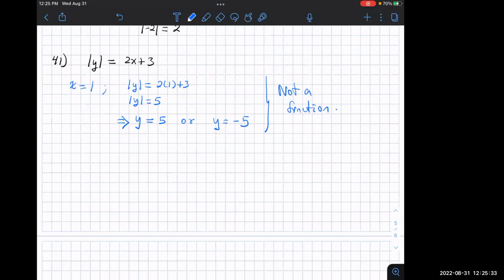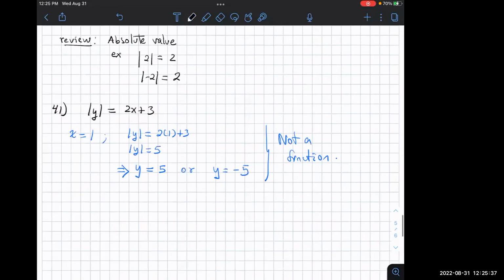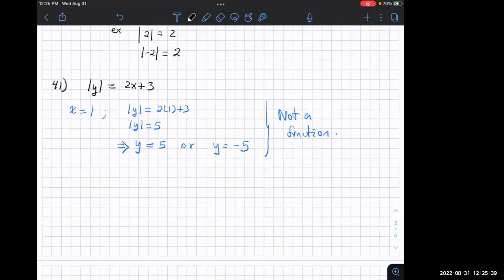Let's see. So hopefully there's another thing that we have to do. Or is it in there? Oh no, that's in the next section.